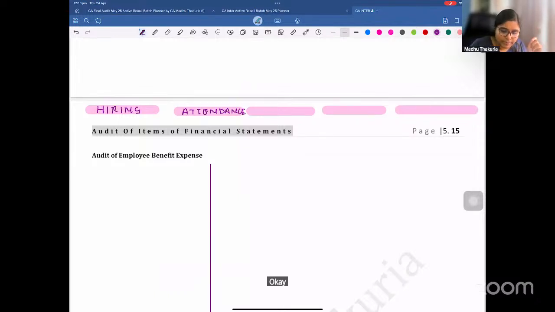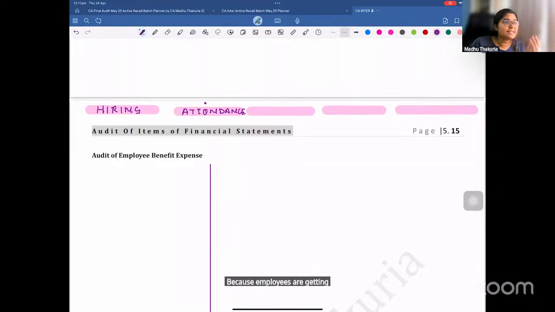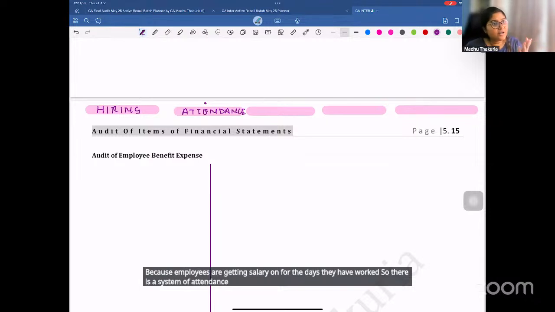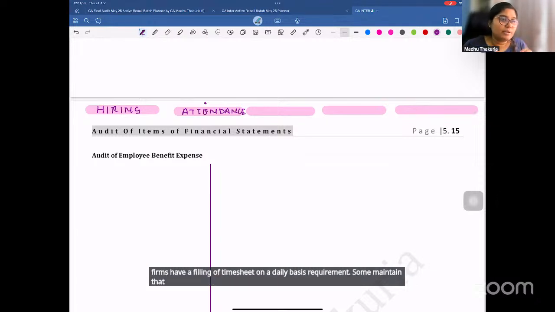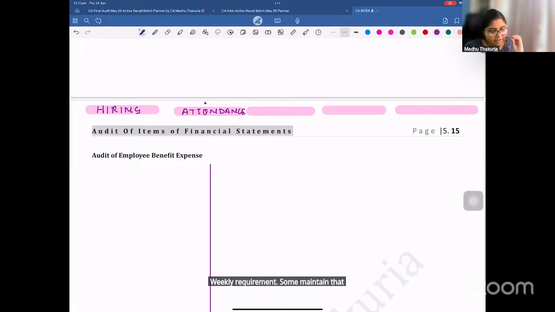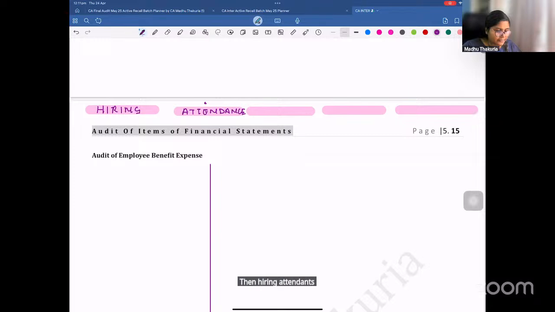Then also please make sure that you understand how the attendance recording process goes in the company, because employees are getting salary for the days they have worked, right? So there is a system of attendance. Even in your office, they will record your attendance. Every month, every week, they will ask you to fill the timesheet. Some firms require filling the timesheet on a daily basis, some weekly, some monthly. But they will ask you to fill your timesheet, and every day, whatever you did, you will have to write in your timesheet. Then hiring, attendance. After that, what will you have?